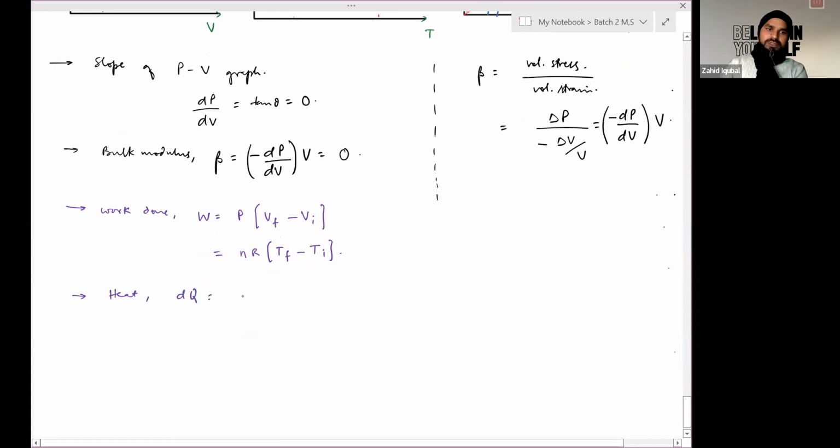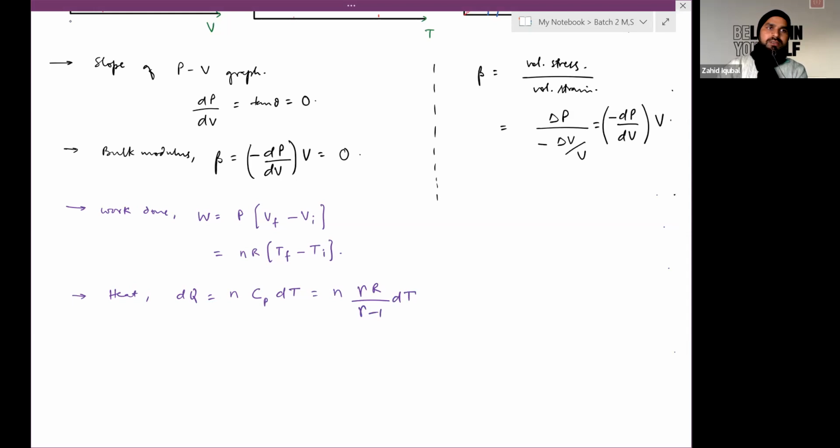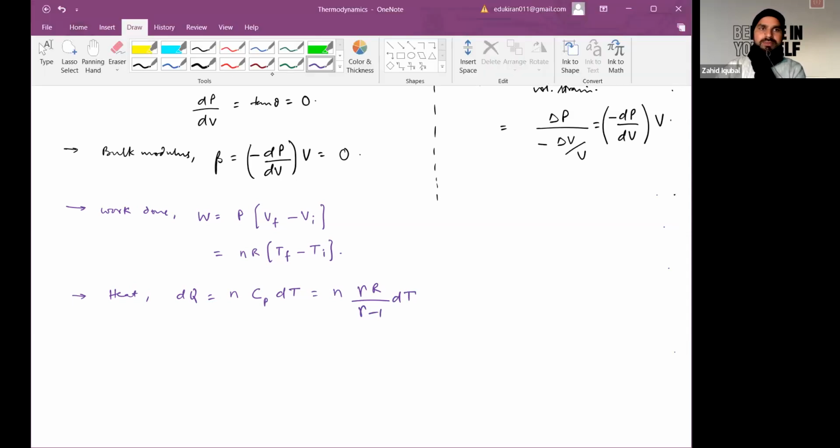So dq equals the number of moles times C times dT. For this part, which is an isobaric process, C will be Cp. So n times Cp is n times gamma R by gamma minus 1 times dT. You may convert this formula in terms of degrees of freedom as well, or just keep it as it is. Third, we have to define internal energy and the relationship between those three different quantities.